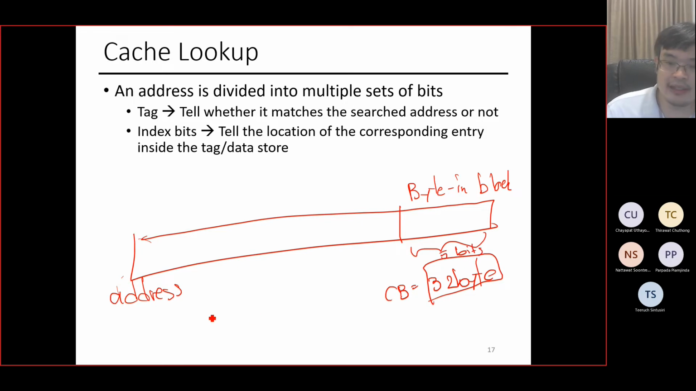5 bits. The next part, we call this the index bit. And then the rest are the tag bits. So the index bit tells you the set ID. Which set do you go to, right?